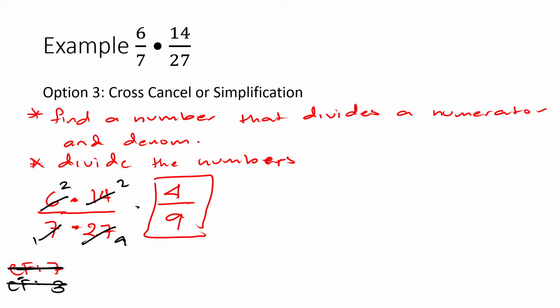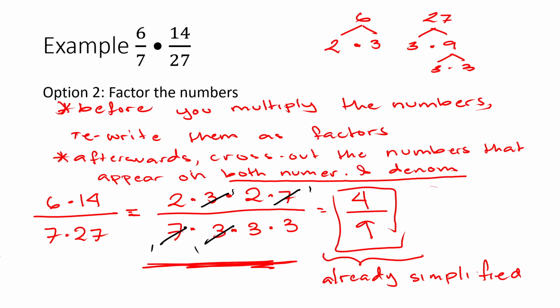So this is why I like either option 2 or option 3. First, it makes the things you're going to multiply become smaller, right? And then the next reason is because your answer is already simplified. You don't need to simplify it anymore. That's the best thing.